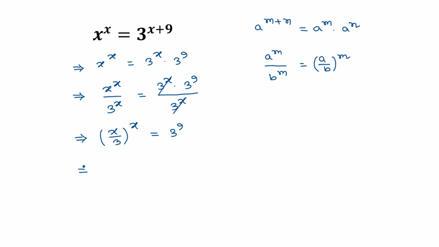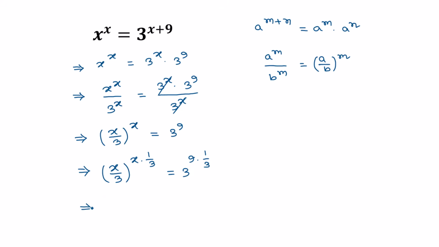Now raising both sides to the power 1 over 3, we get on the left side x over 3 whole to the power of this x times 1 over 3 is equal to the right side, which will be 3 to the power 9 times 1 over 3. We have taken this 1 over 3 to both sides.